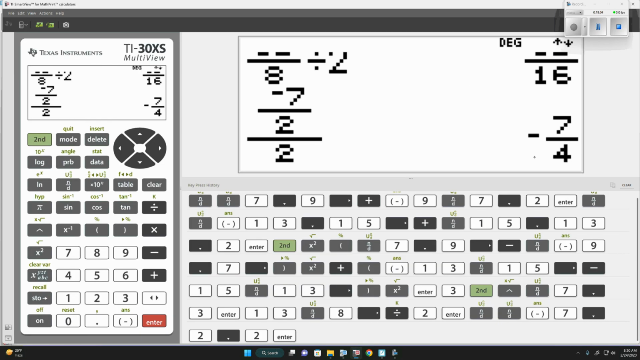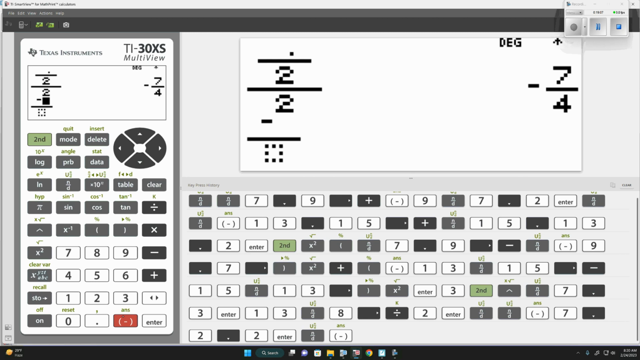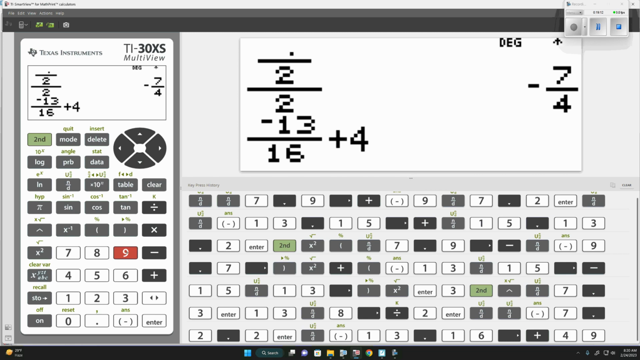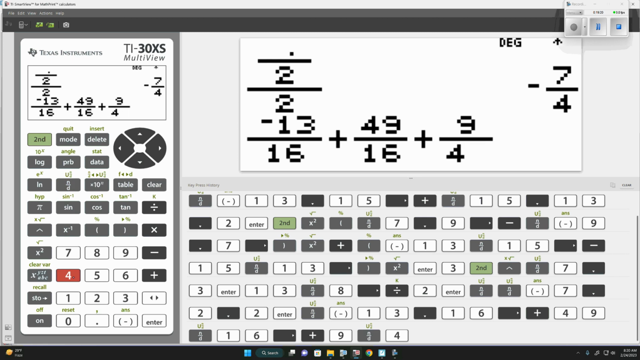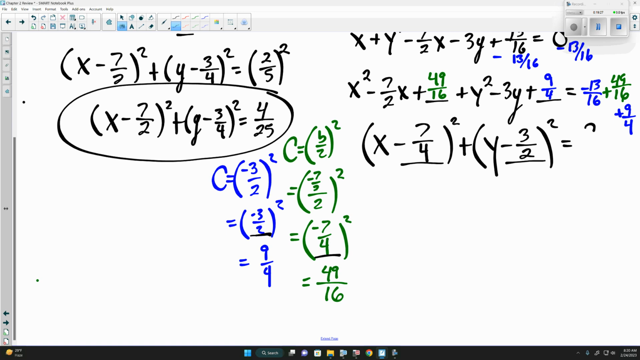On the calculator, we do need to simplify the other side. -13/16 plus 49/16 plus 9/4 is what we wanted, yes? Enter. And we get 9/2. 6. 36/16.